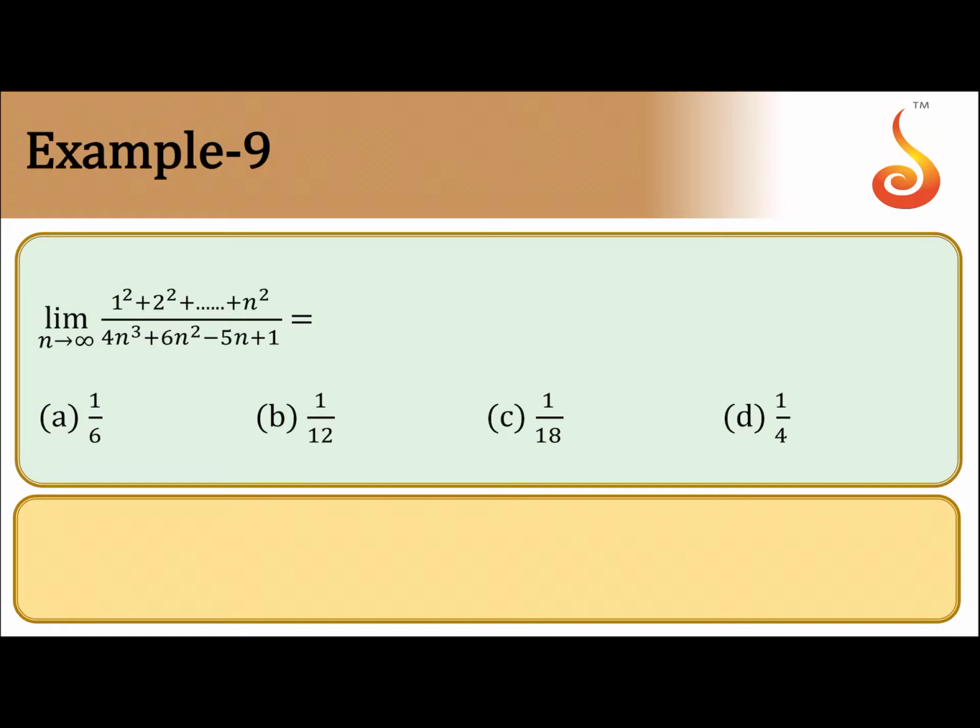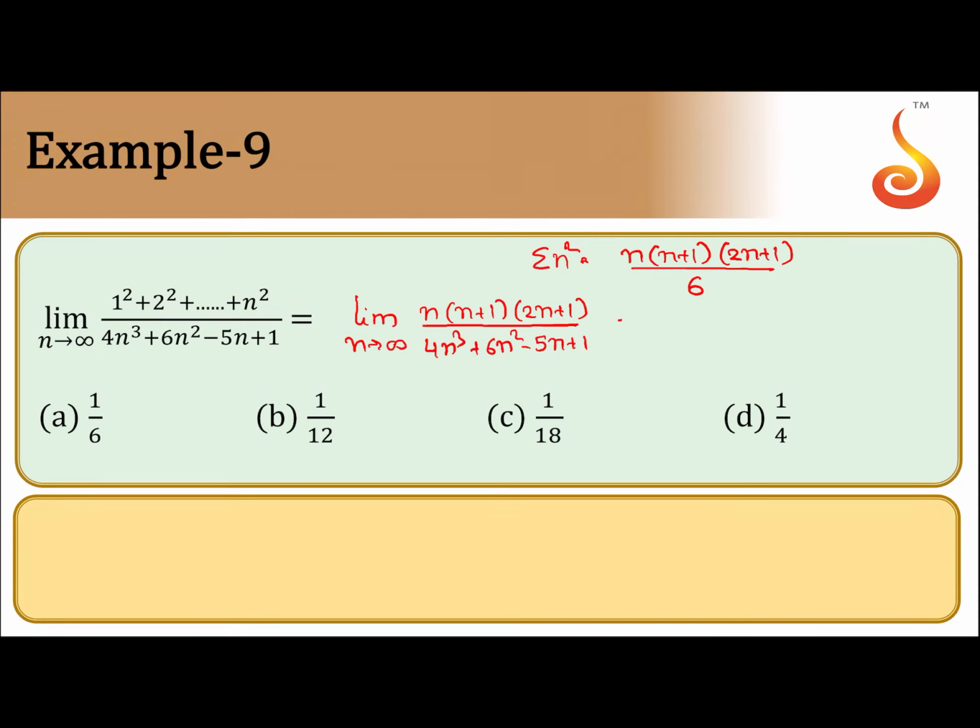numerator and 4n cube is the denominator. So summation n square is equal to n into n plus 1 into 2n plus 1 by 6. So using the same here, limit n tending to infinity, this becomes n into n plus 1 into 2n plus 1 whole divided by 4n cube plus 6n square minus 5n plus 1.